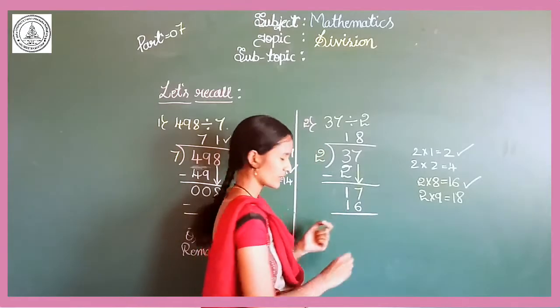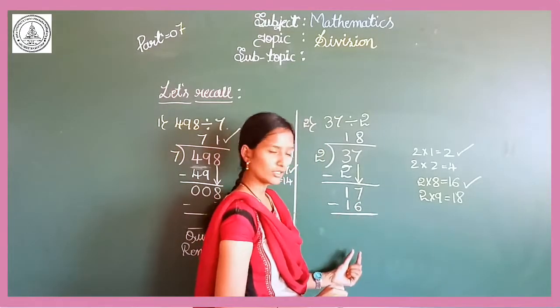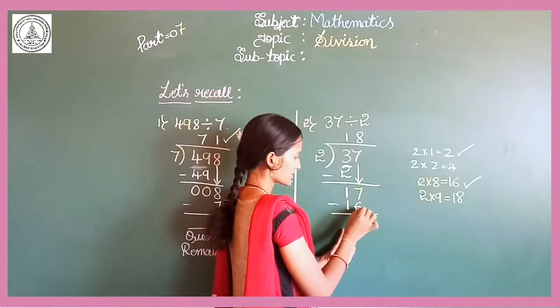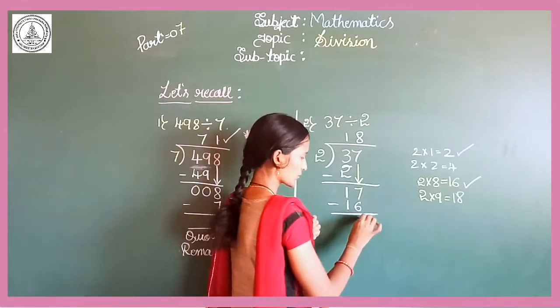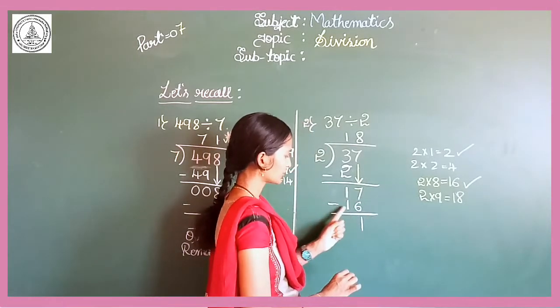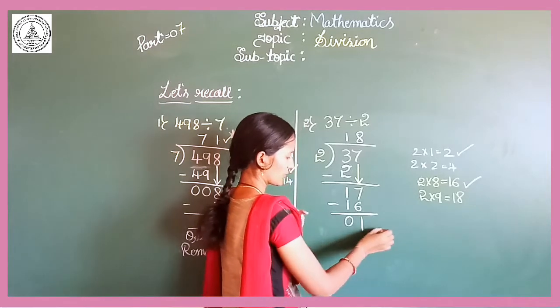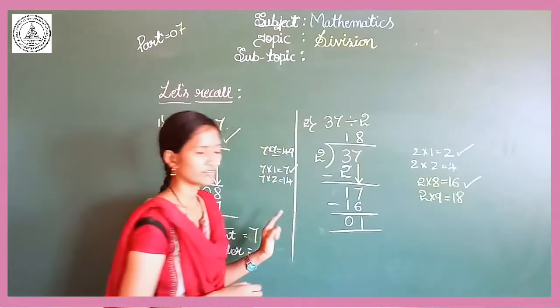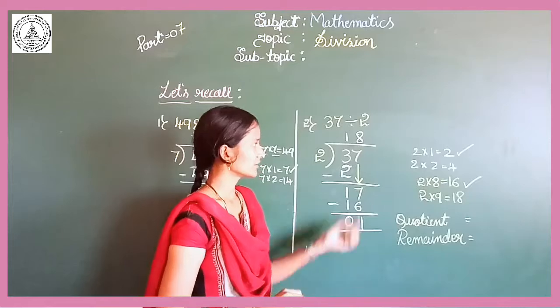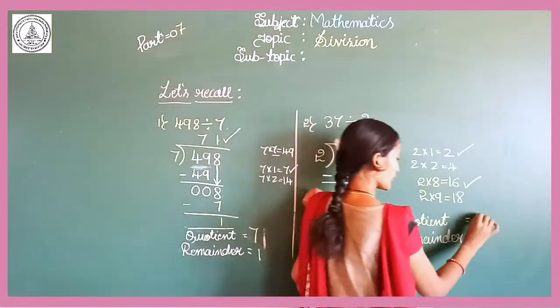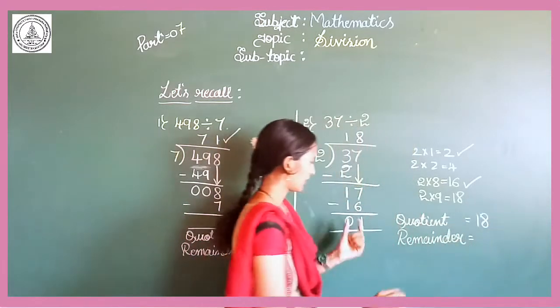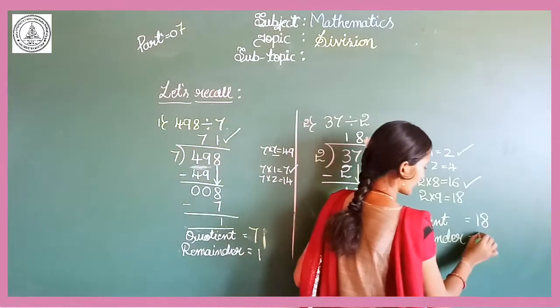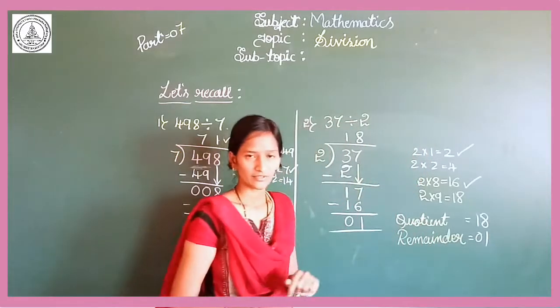Right? So once again, you have to subtract these two numbers. 7 minus 6 is 1, and 1 minus 1 is 0. Right? So now the division is over. Here, this 18 is the quotient, so I am writing it here, and this one is the remainder. I am writing it here. Right?